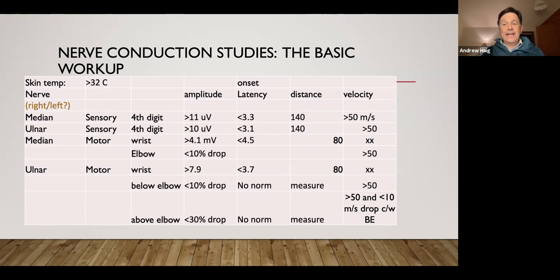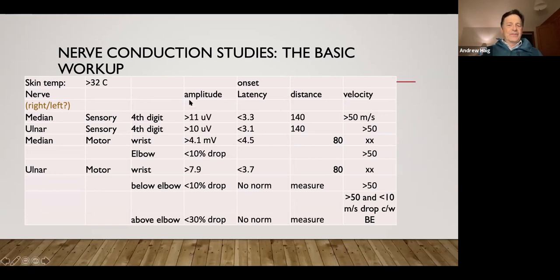And if it feels cold and you can't warm it up, you make a note that says the hand was cold, because a cold hand slows conduction velocity 2 meters per second below 32, if you want to know. And it increases the amplitude. So a really abnormally low median sensory response looks normal because you let it stay cold, right?